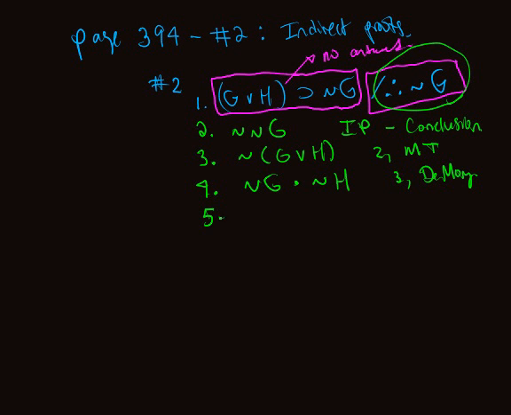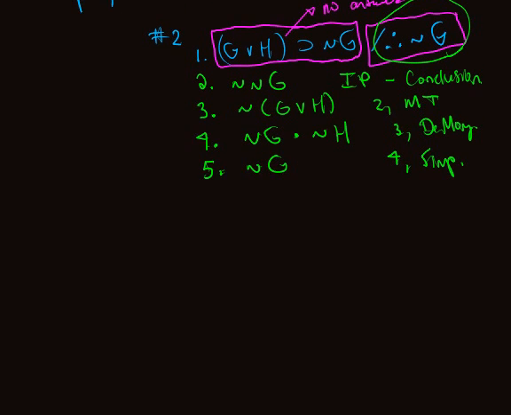Then by 5 and simplification, we get not G. That's by 4 and simplification. So just keep that all in mind when you're looking at these indirect proofs.